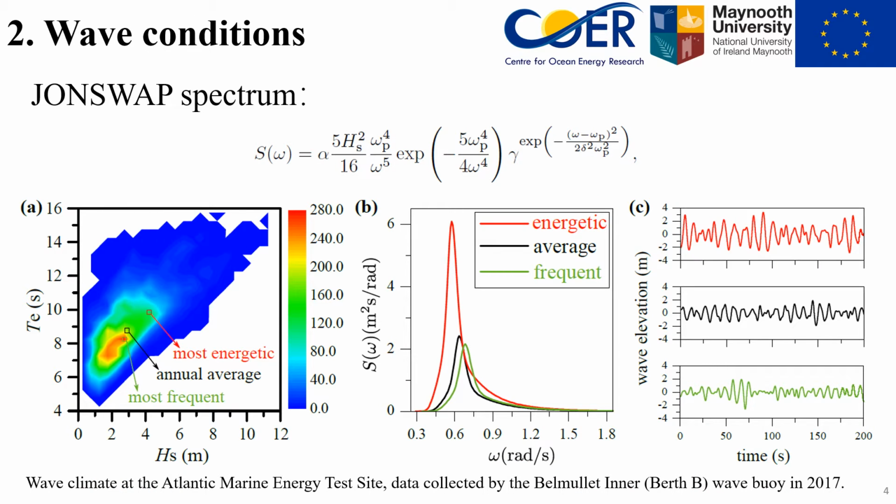In this study, the wave climate at the Atlantic Marine Energy Test Site is used as the wave conditions. As shown in Figure A, we picked the most energetic sea state, the annual average sea state, and the most frequent sea state as the design sea states. Their spectrum is shown in Figure B. These sea states are represented by the JONSWAP spectrum. Some of the typical time traces are shown in Figure C.